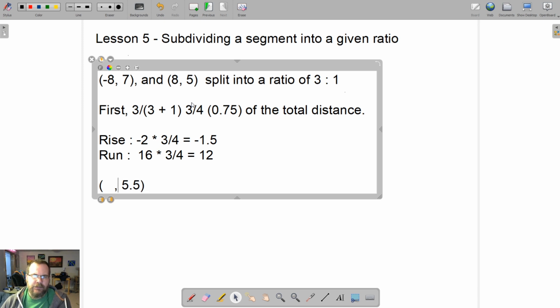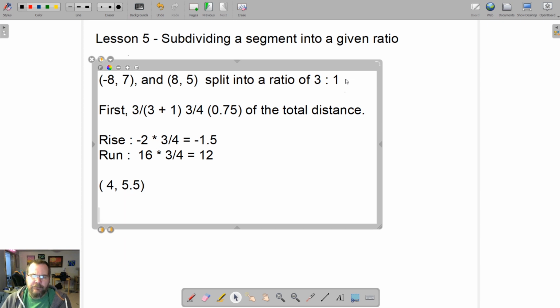And then the x-coordinate, the run, is going to go up by 12, because this is going from -8 to +8, so it's going up. So up by 12 would mean the x-coordinate would be 4. Now this is going to be a point that partitions this line segment into a ratio of 3 to 1, if that makes sense. Let's take a look at it with another set of points here.